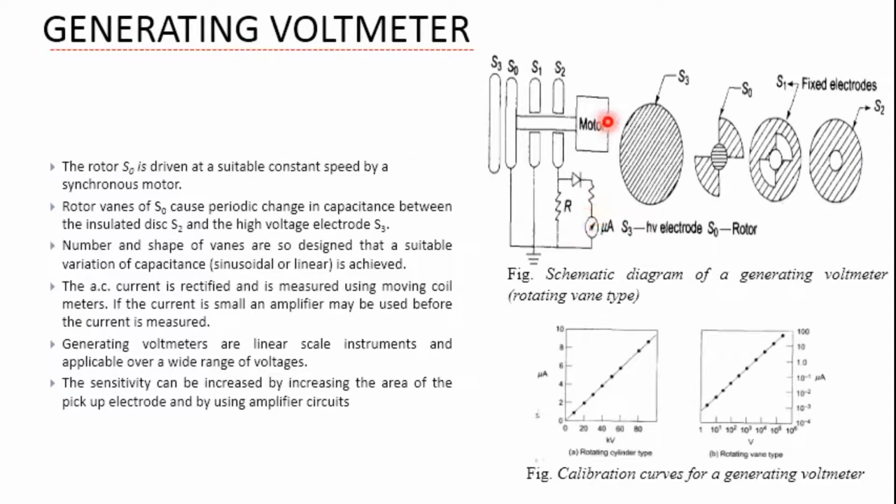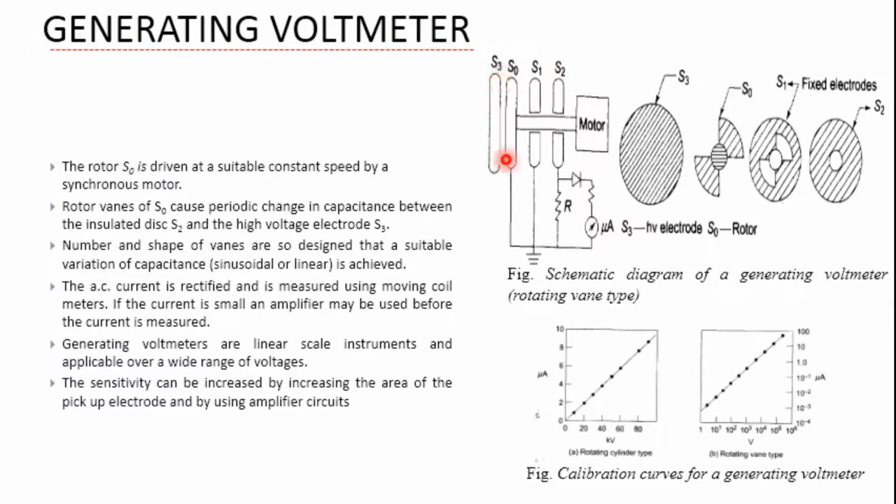So the generating voltmeter employing sectors or vanes for the variation of the capacitance is shown in the schematic diagram. The high voltage source is connected to a disk electrode S3, which is kept at a fixed distance on the axis of the low voltage electrodes S0, S1 and S2.